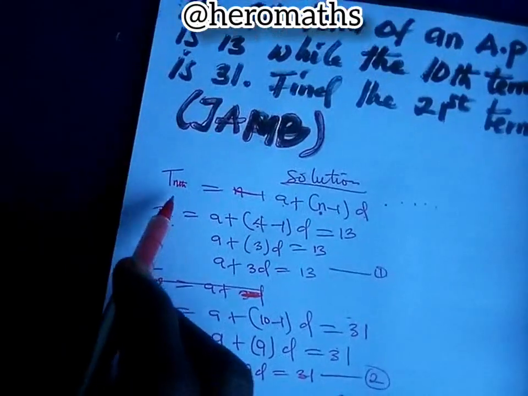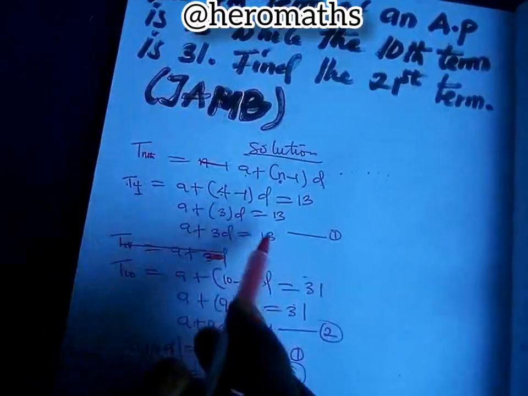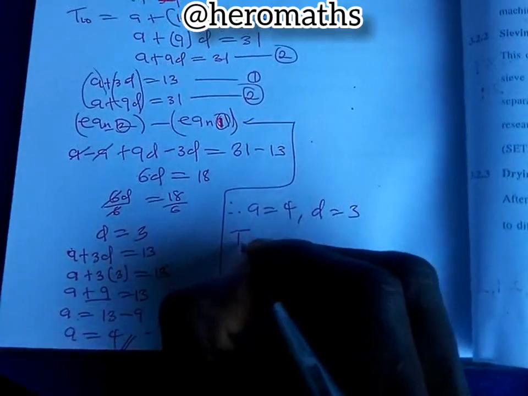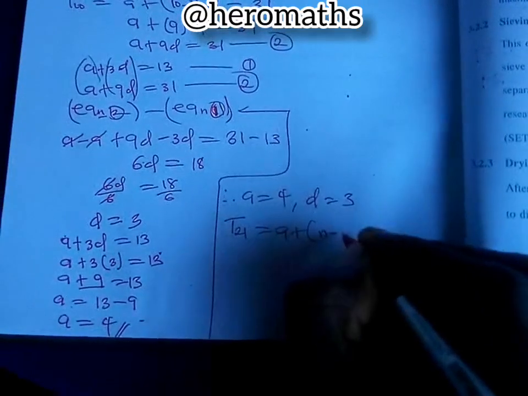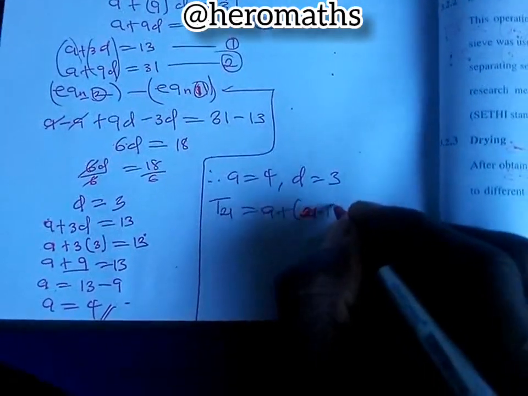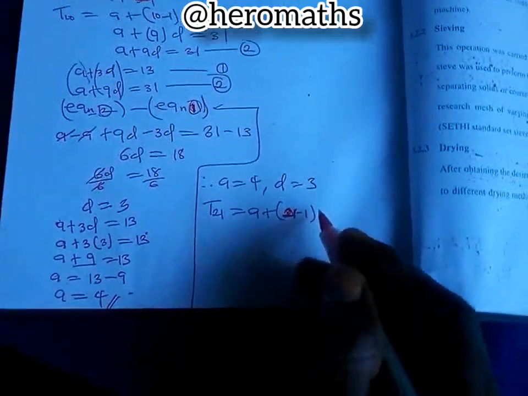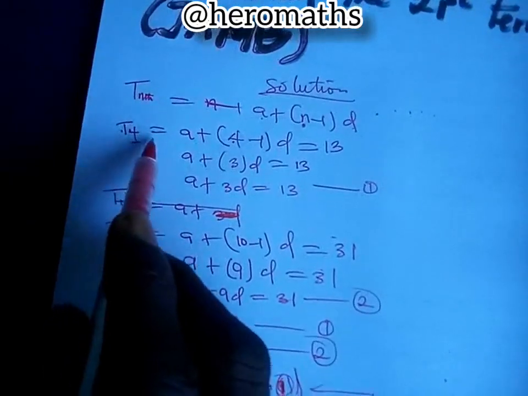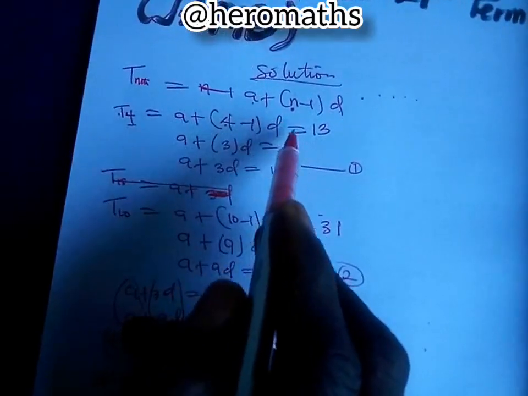So you can also pause the video and try it on your own. The same way we applied it here is the same way we are going to apply it on the 21st term. So you can say T21 is equal to a plus open bracket n minus 1 close bracket d, where the number of terms is 21. They have not given what that is equal to, so we just let it be like that. That is what we are looking for. You can see in this case we have T4 is equal to a plus 4 minus 1 open bracket close bracket d is equal to 13.